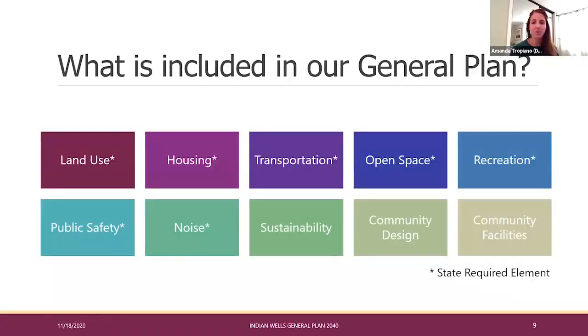Next slide. So what is included in the general plan besides that housing element? The city is required to cover 7 specific topics. Those include land use, housing, transportation, open space, recreation, public safety, and noise. The city also has the option to cover topics that are of local importance. And so in Indian Wells, we'll also be covering the topics of sustainability, which includes fiscal sustainability and economic development, community design, and community facilities.